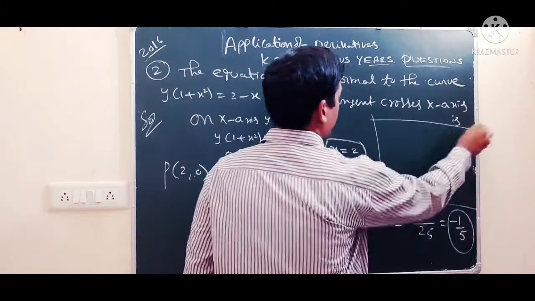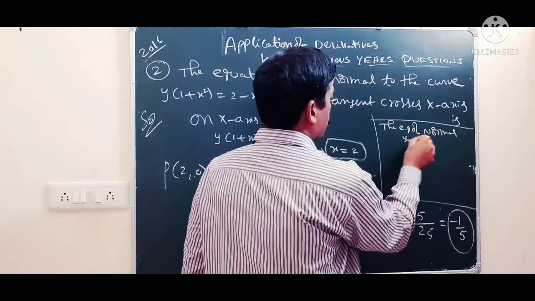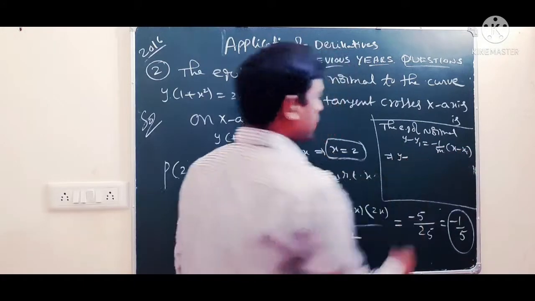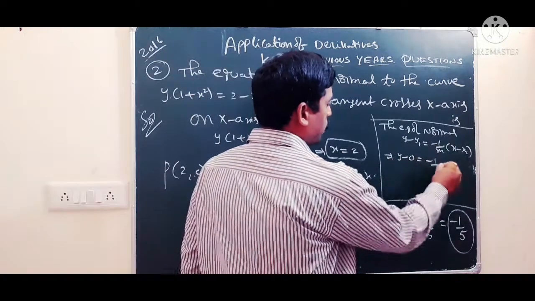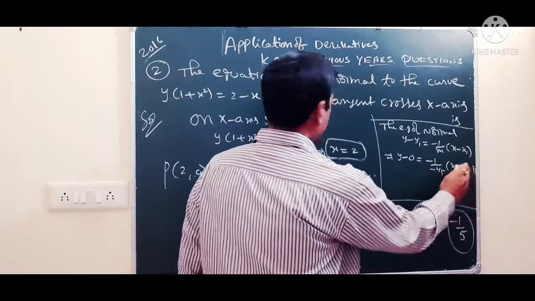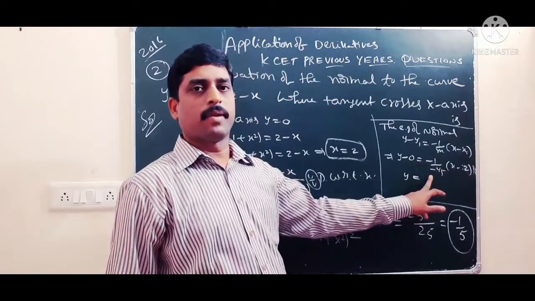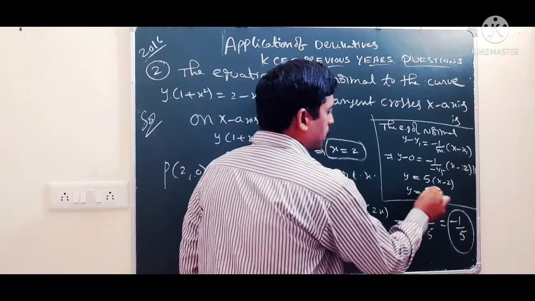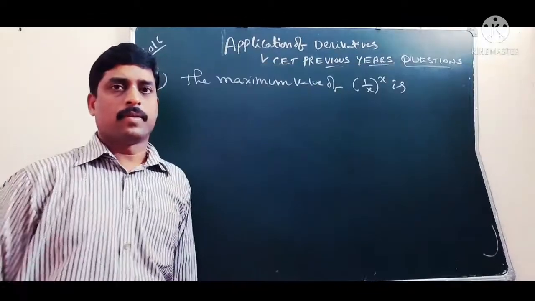But our target is the equation of normal. The equation of normal formula: y minus y1 is equal to minus 1 by m into x minus x1. Where the point (x1, y1) is (2, 0). y minus 0 is equal to minus 1 by m, and minus 1 by m is minus 1 by minus 1 by 5, which is 5. So 5 into x minus 2. y is equal to 5x minus 10. y is equal to 5x minus 10. Correct answer. Look at the next question.